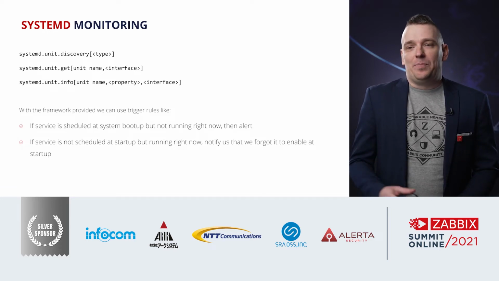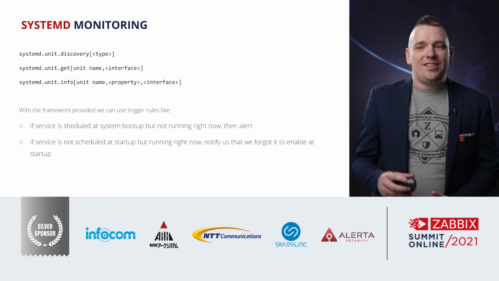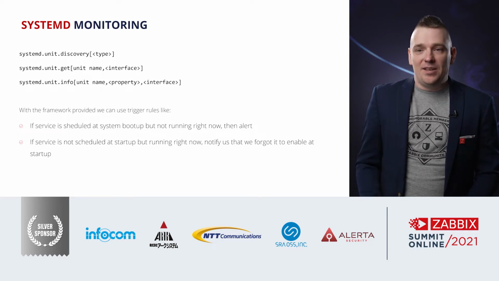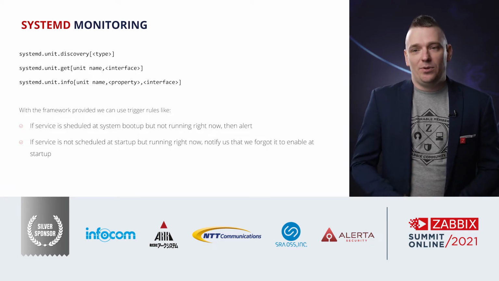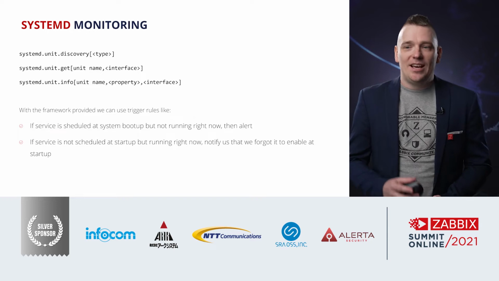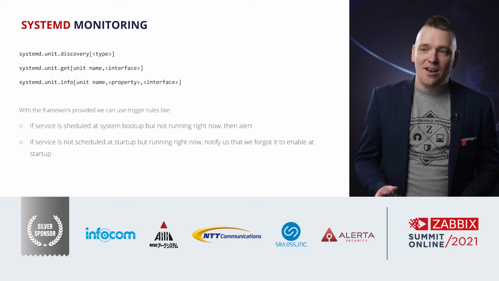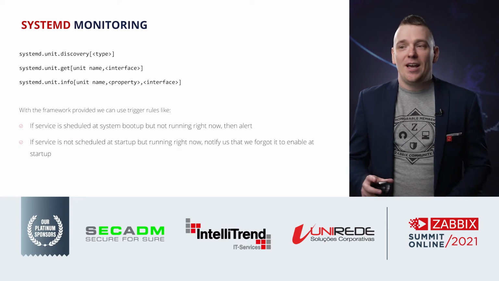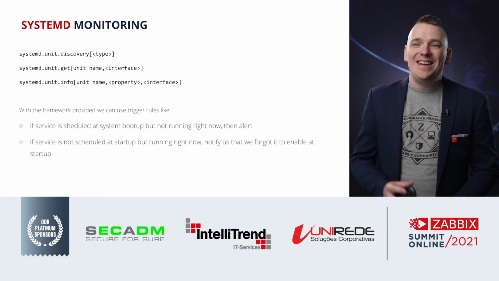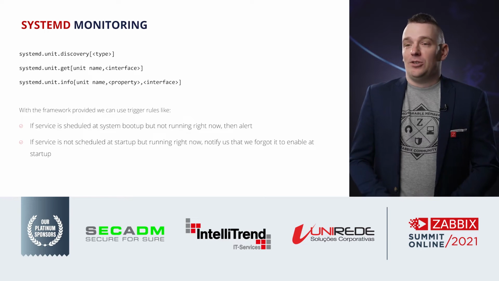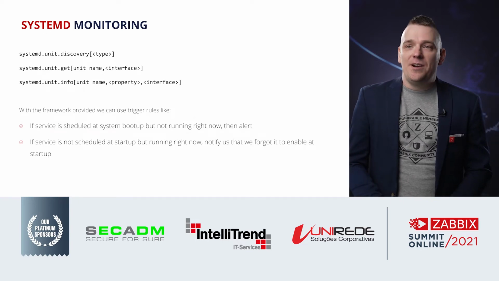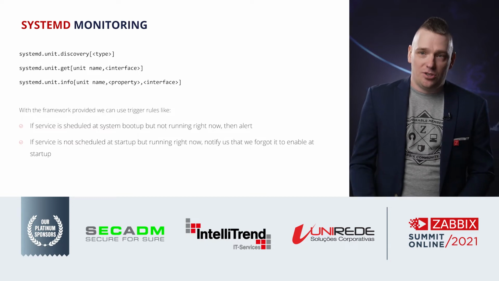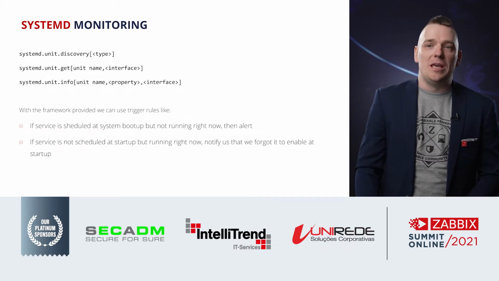For example, if a service is scheduled at system boot-up and is not running right now, then send a message. Another useful example is if a service is not scheduled at system startup but is running right now, maybe we installed it 5 minutes ago and forgot to enable it at startup. These triggers can now be created very easily with systemd monitoring, which is supported by Agent 2 only.